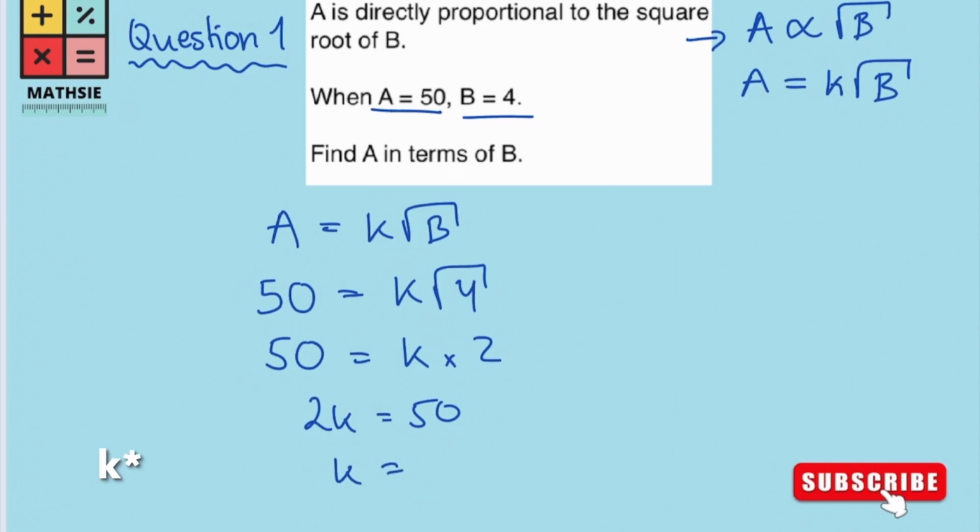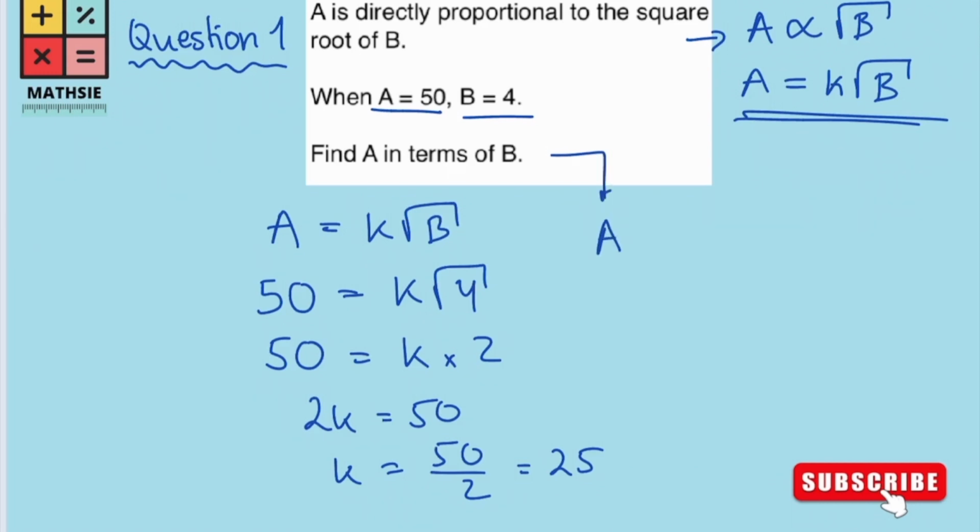Therefore, in order to find k, I just need to divide by 2. So 50 divided by 2 is equal to 25. And now I need to go back to my original equation and substitute the k, because remember, the goal is to find A in terms of B. So k is 25, and A is equal to 25 times the square root of B.